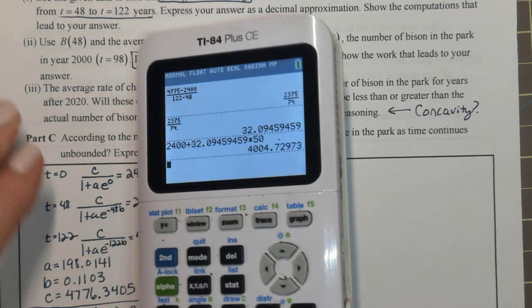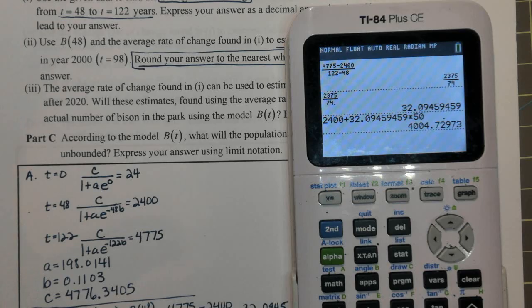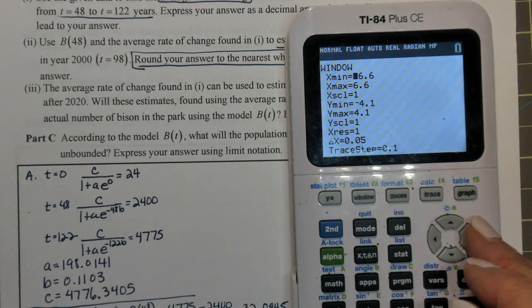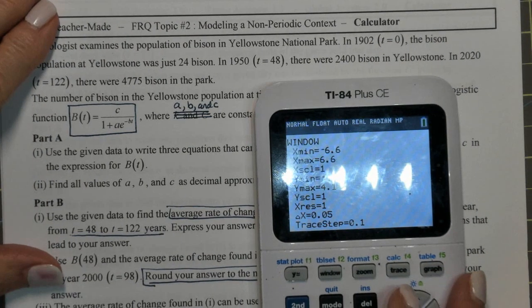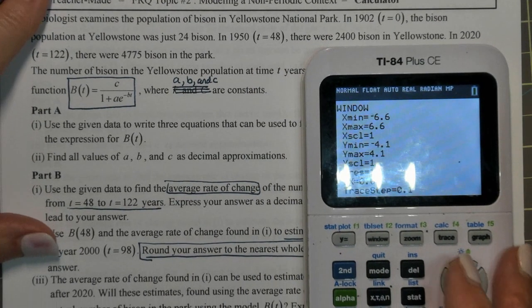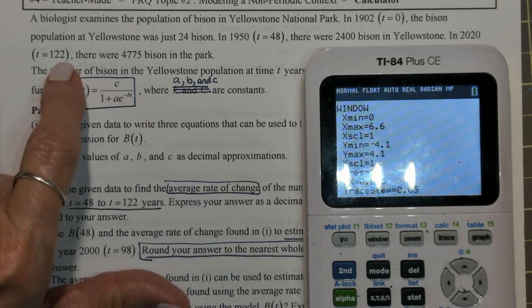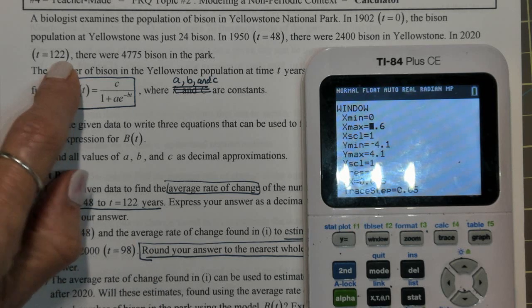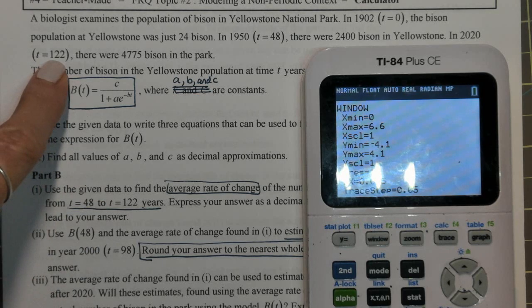So you guys, let's take a look at the graph of B, okay? So it's stored in for Y1. What would be a logical window for this? Well, first for times, we're starting at time 0. So I'm going to put 0 for my x min. And we're going to at least time 122. But in part C, they're talking about going beyond 2020. So I'm going to go past 122, maybe to time 250.